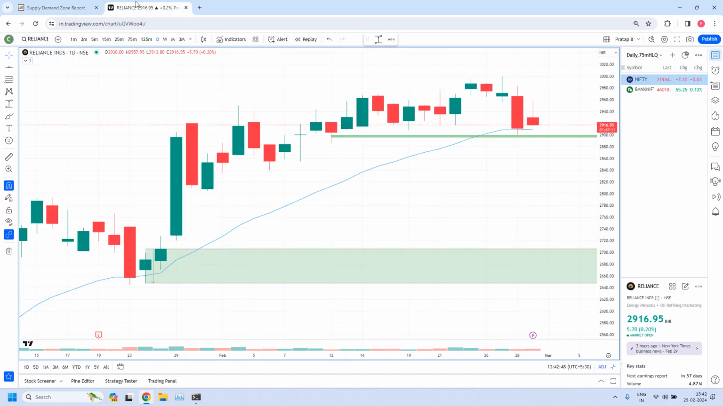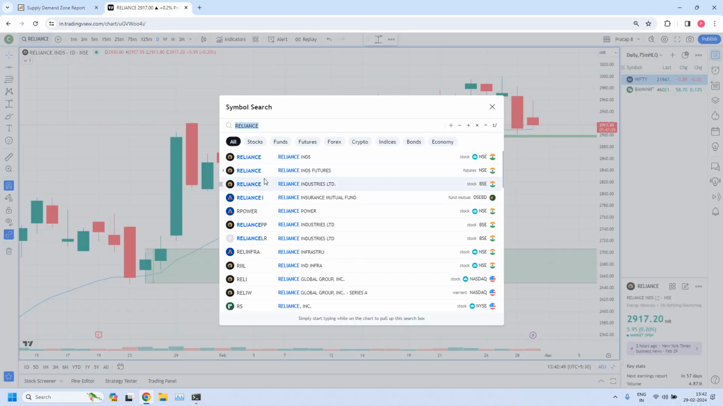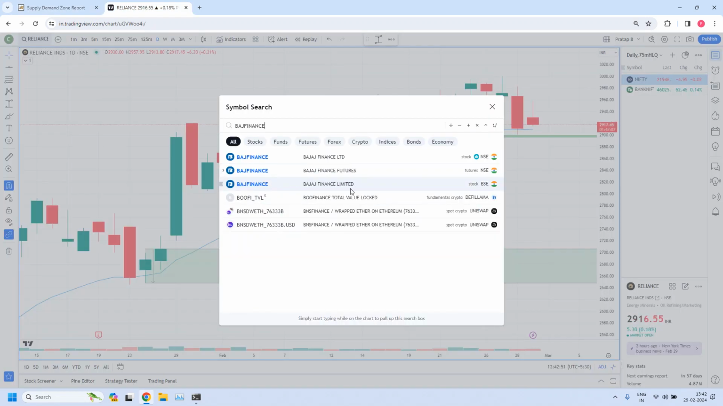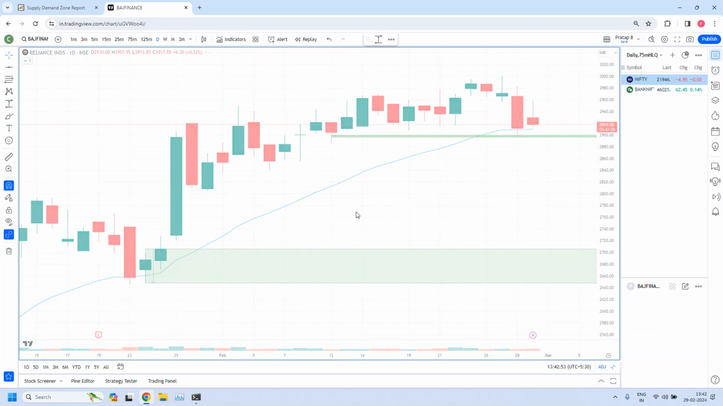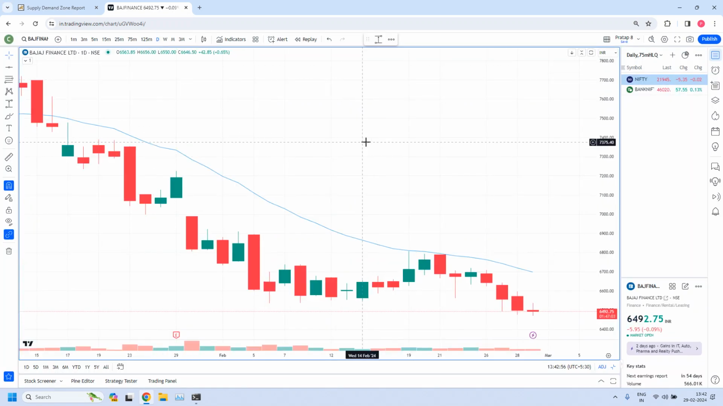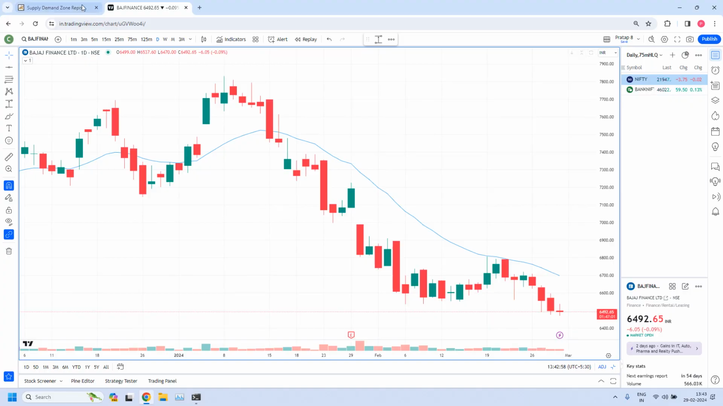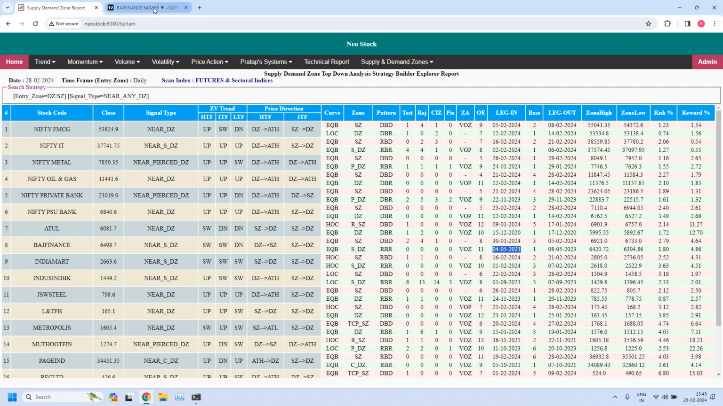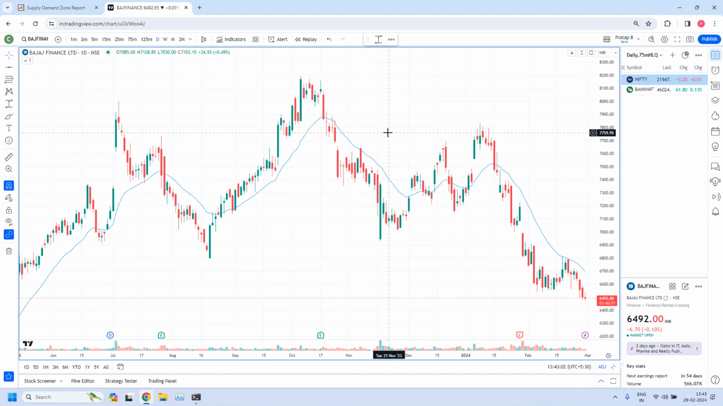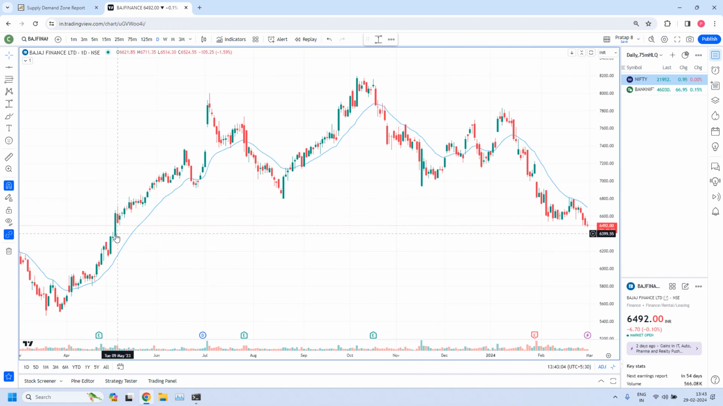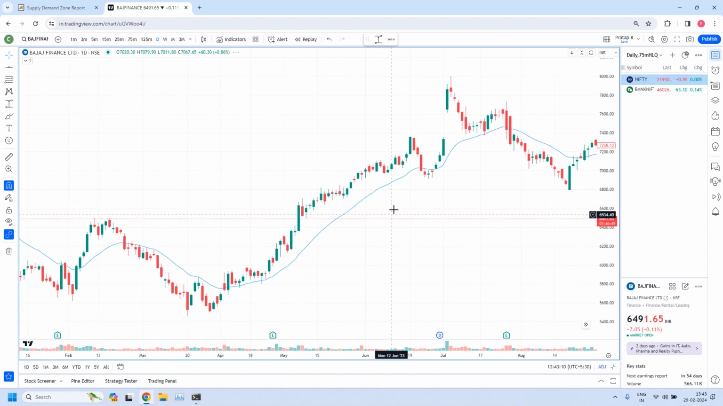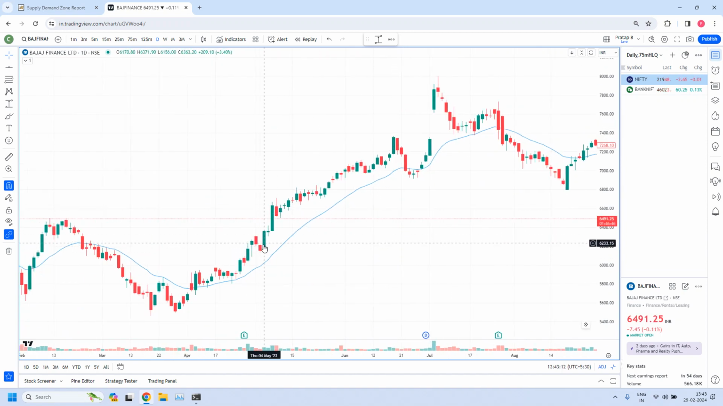So then I go to the chart. I open Bajaj Finance in daily time frame because this is a daily time frame. So when is the leg-in? 4th May 2023. See here, this is 4th May. We have one base candle and we have a rally candle. This is the leg-in. After that, one base candle.